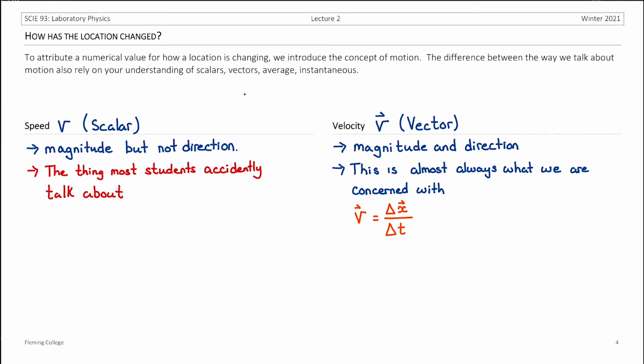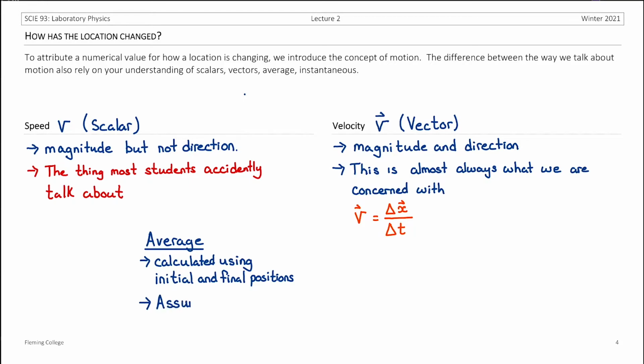To calculate velocity, we will use the formula that velocity is equal to the change in position over the change in time. There are two ways we can look at velocity. We can calculate the average velocity, which is calculated using the initial and final positions of an object. And this assumes a roughly constant velocity, meaning that it will give us a result that assumed the vehicle traveled at the same velocity through the entire time frame.